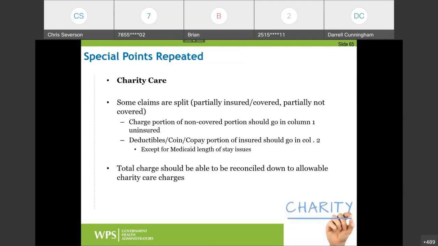Special points, some of these are repeated now. The charity care, again, you might very well have a split claim, where part of it's insured and part of it's not covered. The charge portion goes to column 1. The deductible, coinsurance, and copay go to column 2, unless it's that Medicaid length of stay issue. In that case, the charge also goes to column 2.